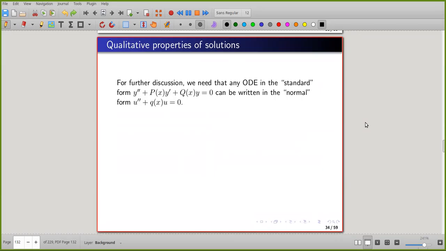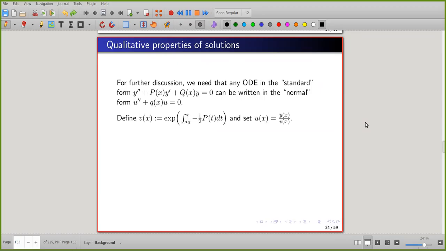For further discussion, we need to modify our ODE a bit. We need any ODE in the standard form, so we can convert it to an ODE of the type u double prime plus q of x u is equal to 0. So how do we do this?